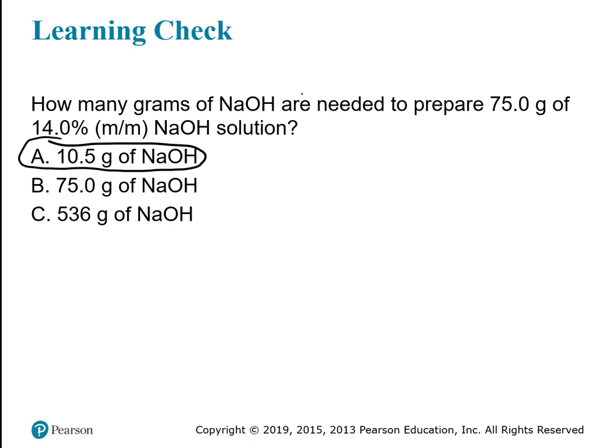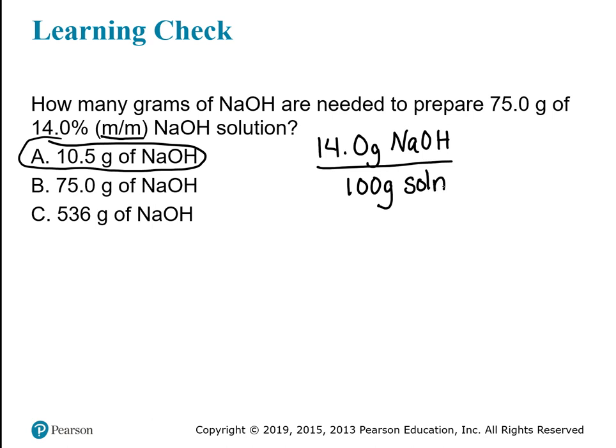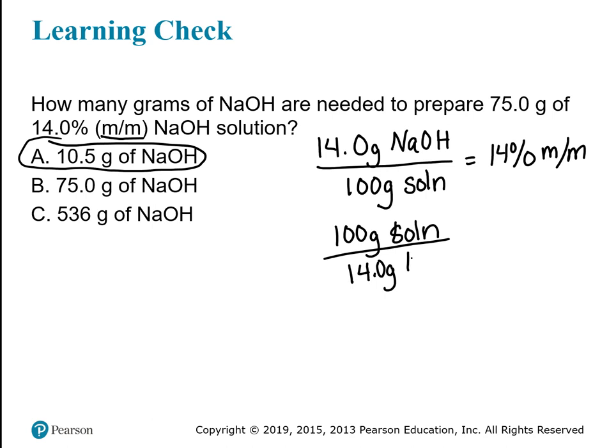We have how many grams of sodium hydroxide are needed to prepare 75 grams of 14% mass by mass sodium hydroxide solution. So when you see that mass by mass, you should automatically know that 14% means 14 grams of sodium hydroxide in 100 grams of solution. So this is our 14% mass by mass, okay? The question is, which conversion factor do we need to use? So that's one conversion factor. The other is 100 grams of solution over 14 grams of sodium hydroxide.